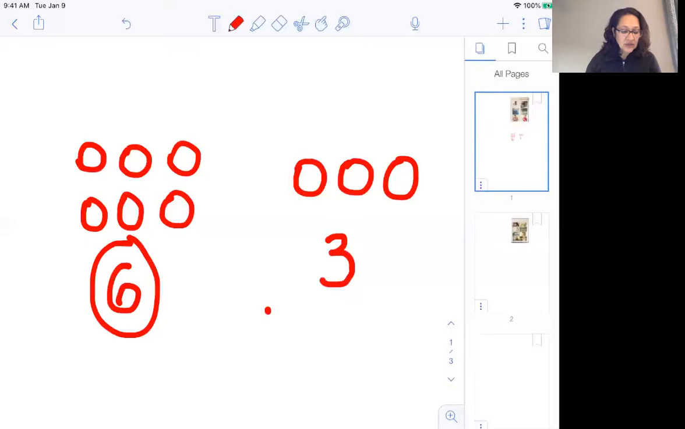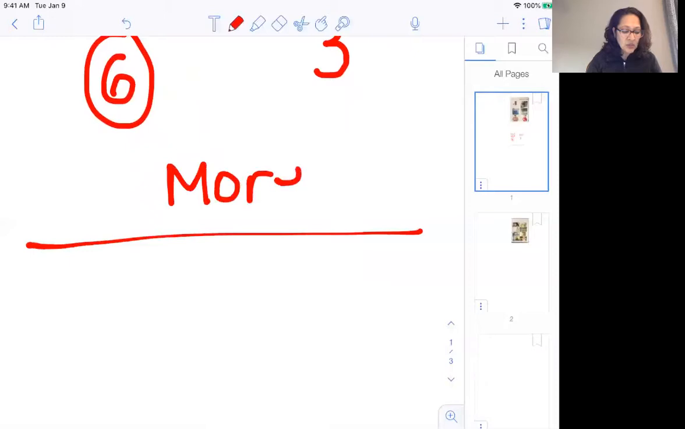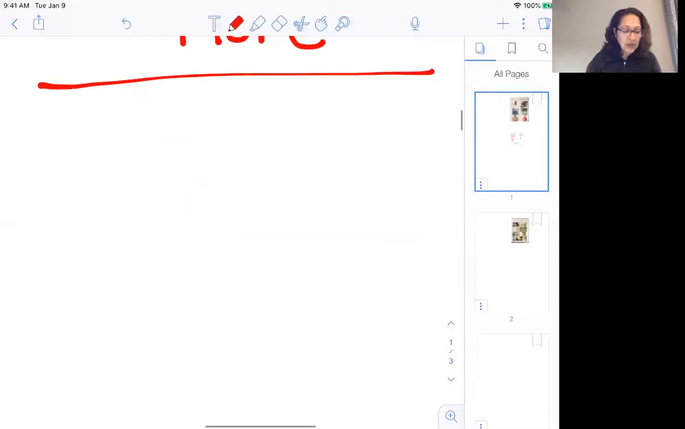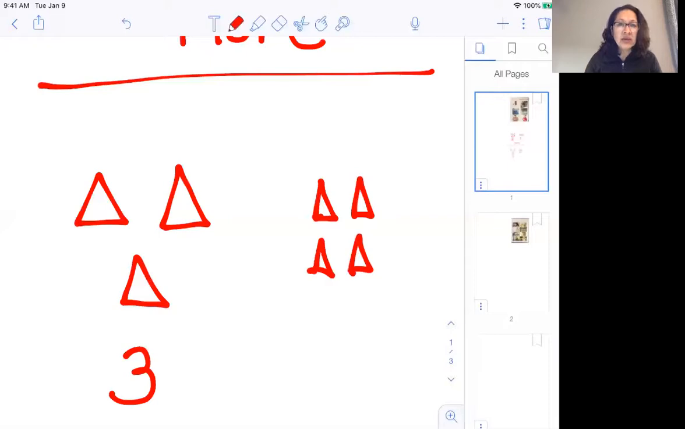Now I'm going to give you an example of less. So this top part was more. 6 is more, right? But the bottom part, now I'm going to draw some triangles. How many triangles are those? 1, 2, 3. There are 3 triangles. And then over here, I'm going to draw some triangles again. And how many triangles are there? 1, 2, 3, 4. Good.